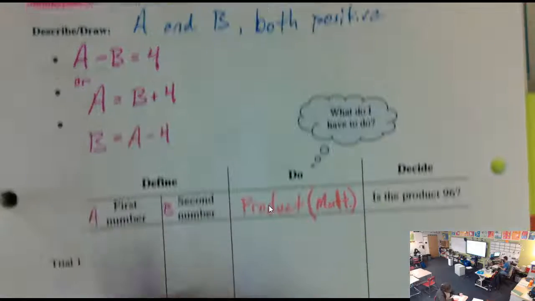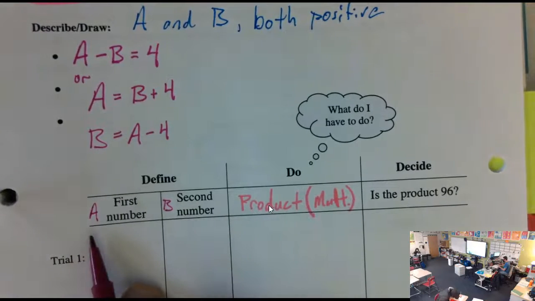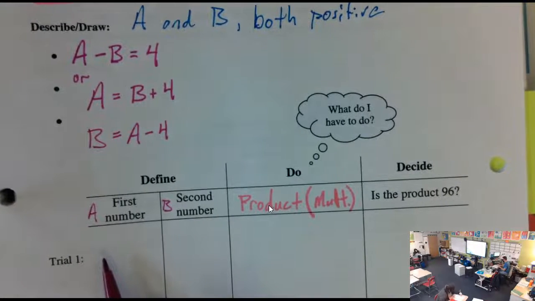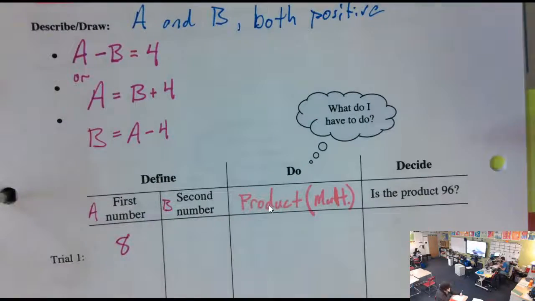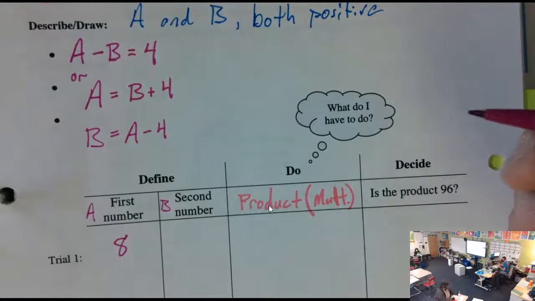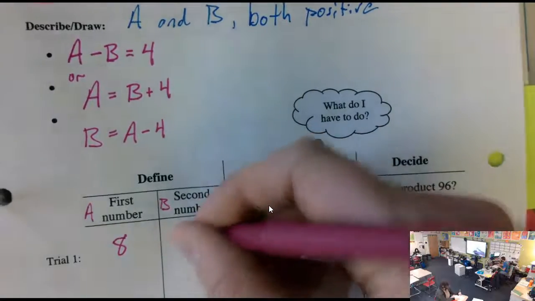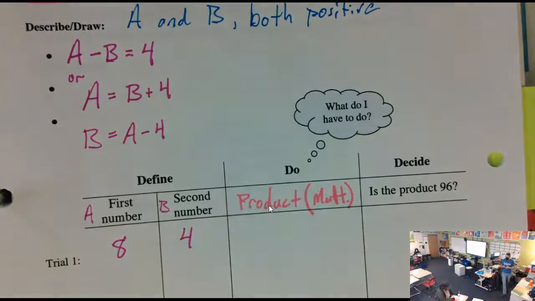So I'm going to label A and B. And if A is my bigger number and I make A like, I don't know, 8, what would B be? 4, right? So this is the sort of stuff we're doing. So keep working. Keep going.